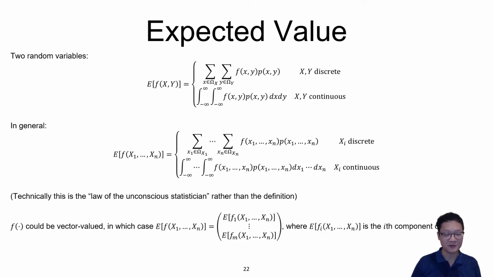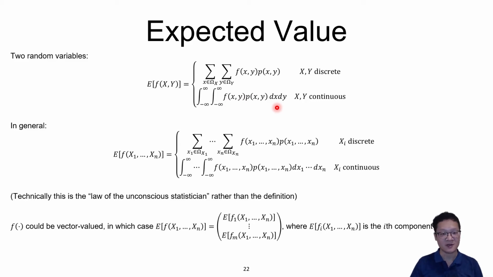Okay, so let's continue. We're going to now review expected value. In the two random variable case, the expected value of a function of random variables f of x,y is just given by the summation over all possibilities of x and y of f of x,y, p of x,y. So this is the case when x and y are discrete. In the case where they're continuous, it's the same thing, but you just integrate over all possible values of x and y.